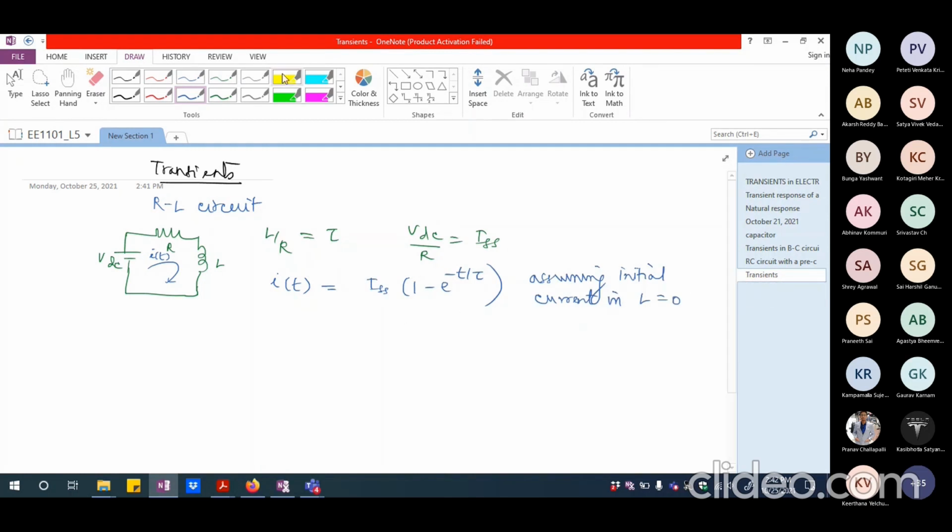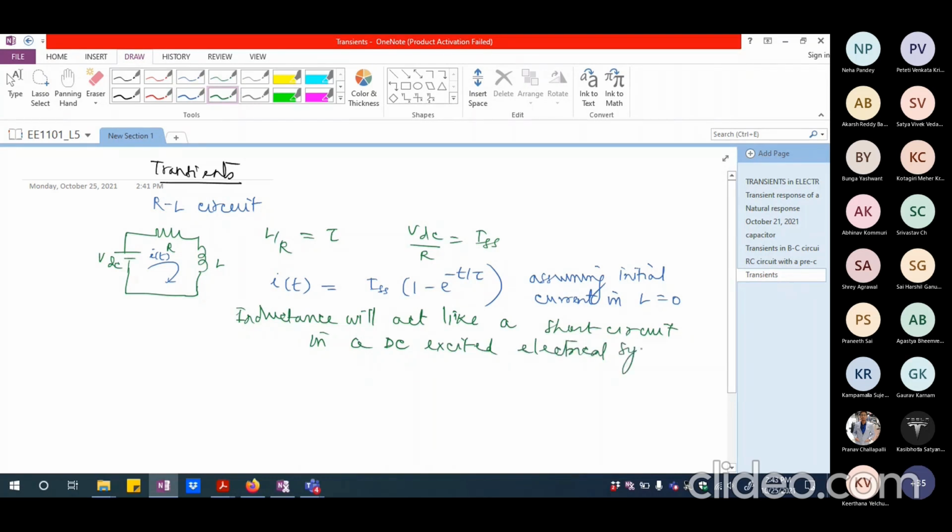And in steady state, inductance will act like a short circuit. It is going to work like a short circuit in a DC excited electrical system. So I'm not having any AC, I'm having only DC.